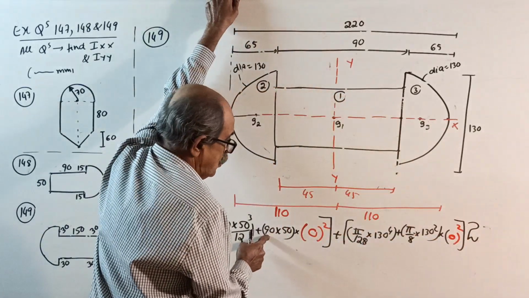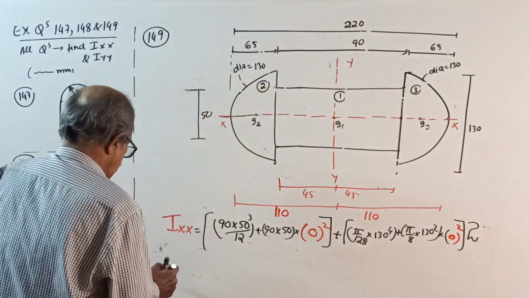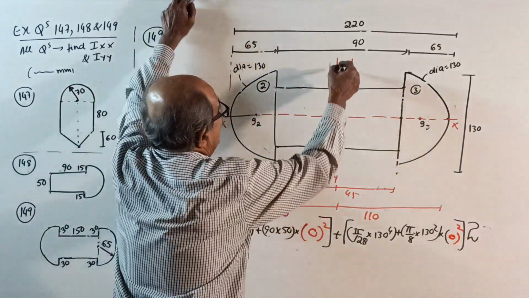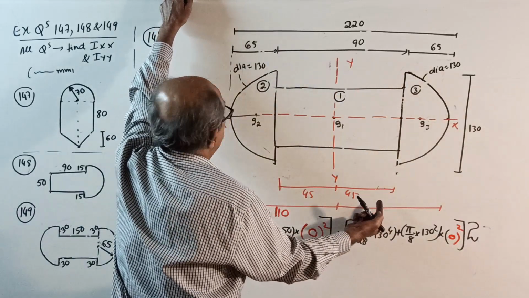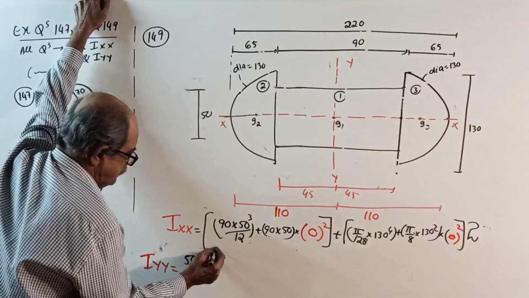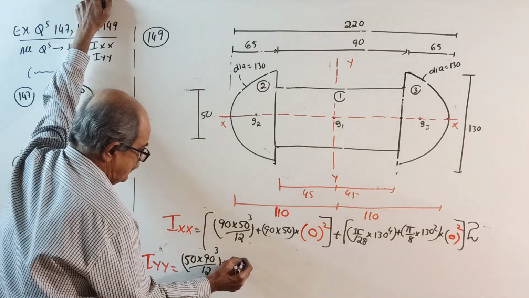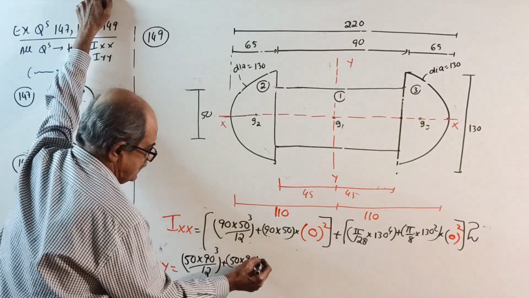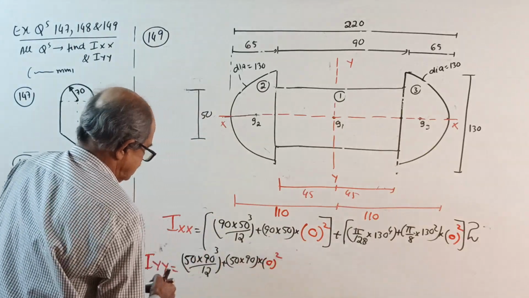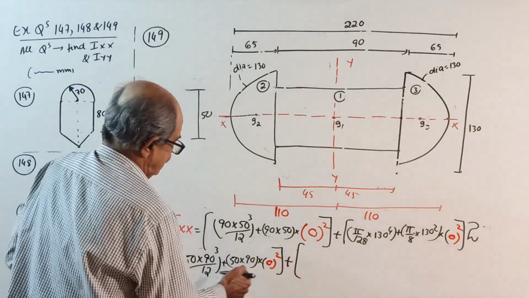So I for 1, I for 2, identical I for 3, over IYY. First, I about its own axis: 50 into 90 cube by 12. See how simple the questions are. This all will give you perfect knowledge about moment of inertia, into centroid lies there, so 0 square. If someone wants me to explain why 0 square, I will give the usual answer: my class is not suitable for you. Plus this is for 1.